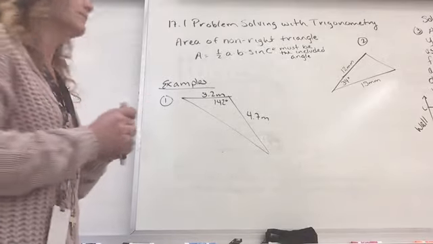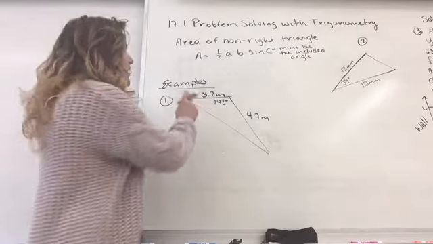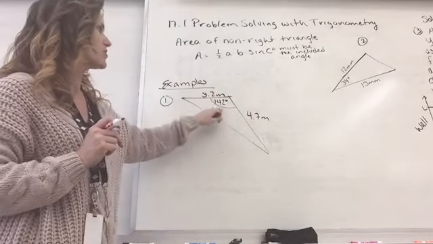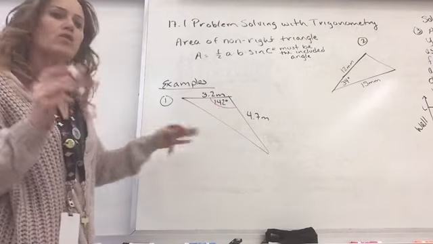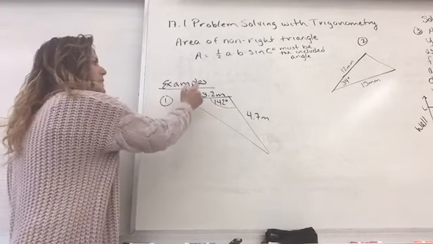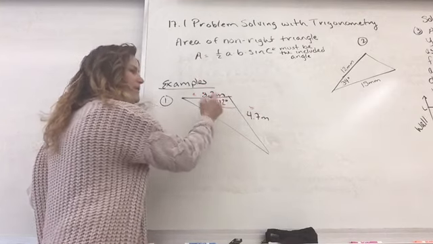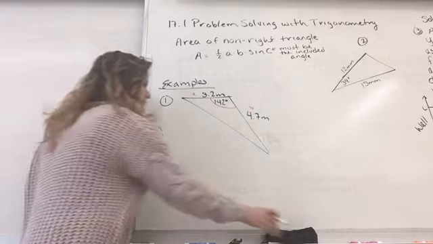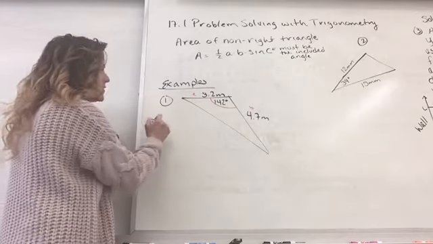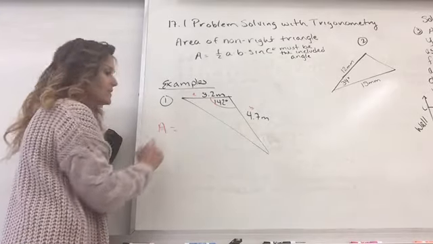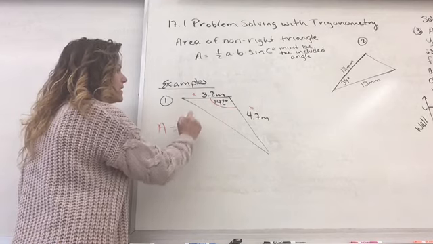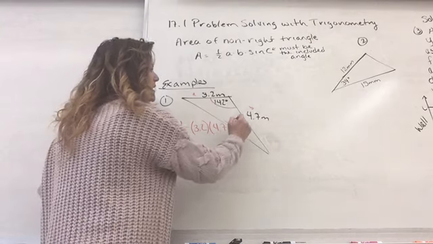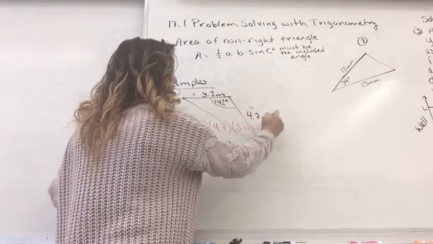So I'm going to show you what that means on this first example. I have this side and this side, so the angle that connects the two sides is right there. That is called the included angle. So when I write this out, this is my A, this is my B, and this is my sine of angle C. So I simply say, if I write it with the right letter, A equals 1/2 times 3.2 times 4.7 times the sine of 132.